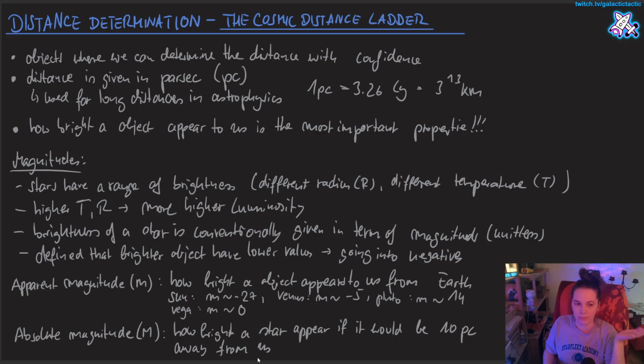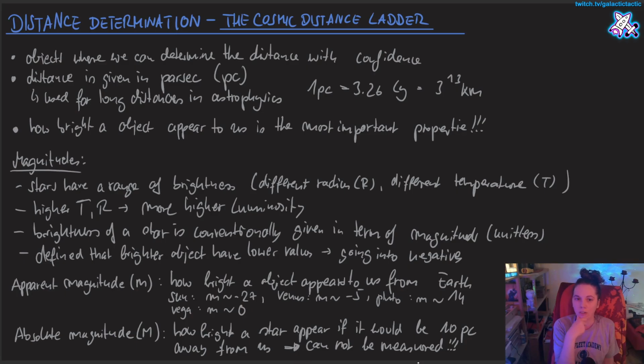That is what the absolute magnitude says, okay? That cannot be measured. We can't measure that. How are we going to measure it? We can't go to the star. We can't go there, 10 parsecs away, and measure it.